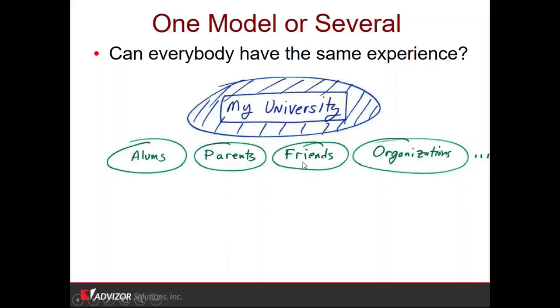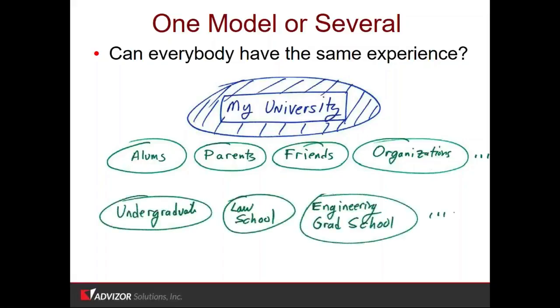Friends, the same issue. They're different than parents. Organizations are different yet. So that's level 1. Level 2 is a lot of our clients have different constituents.